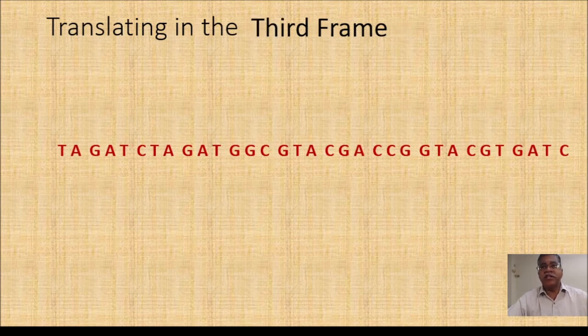You can also translate in the third frame by ignoring the first two nucleotides and translating from there. And this is actually pretty crucial, because the frame shift is an important consideration in protein translation. So these are just instances of information for your knowledge.